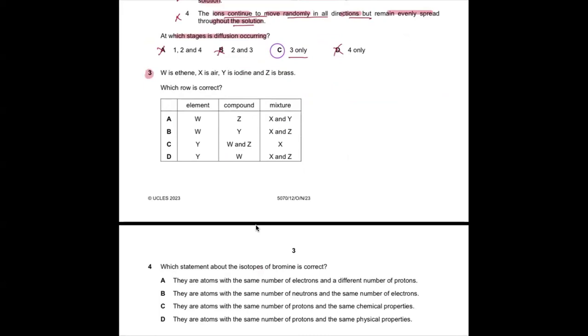Now, MCQ number 3. W is ethene, X is air, Y is iodine, and Z is brass. Which row is correct? So if you see element, iodine is an element. So it means Y. So A and B go wrong. Compound. So ethene is a compound, means W. So W is over here. So obviously it means X and Z both are mixtures. So C goes wrong and D is the correct answer. I hope it's understandable to all of you.